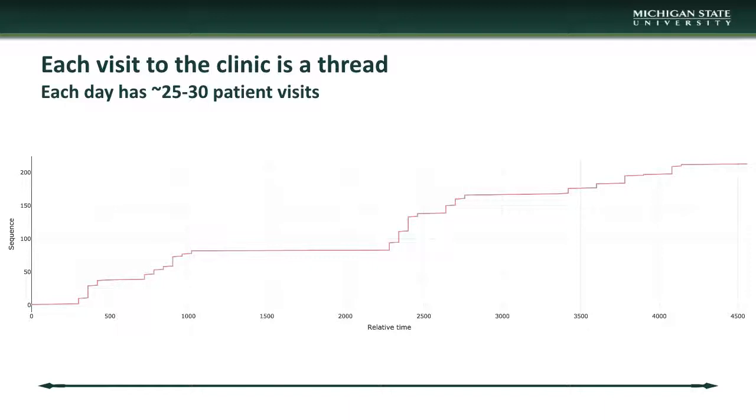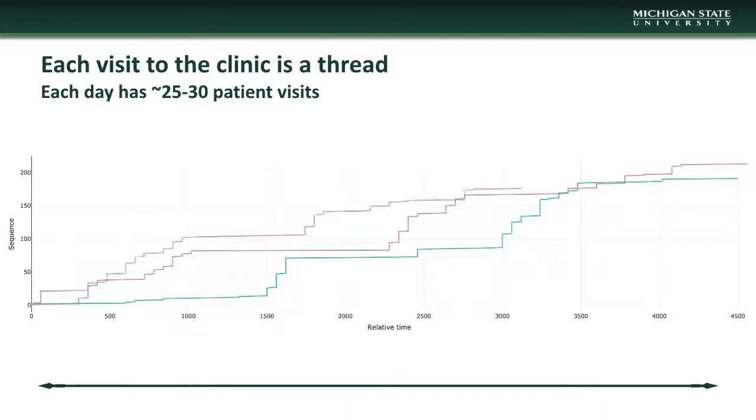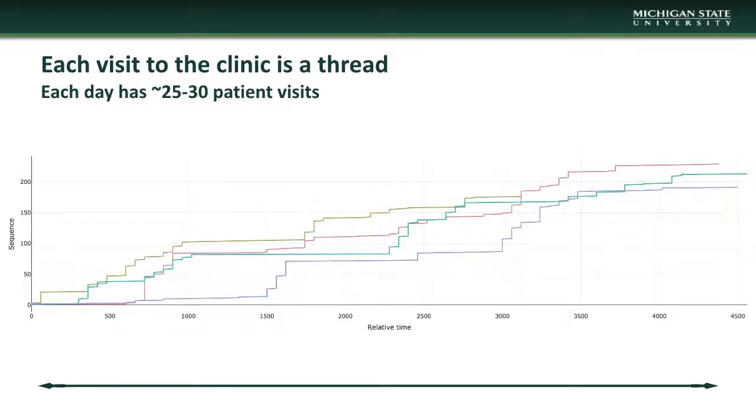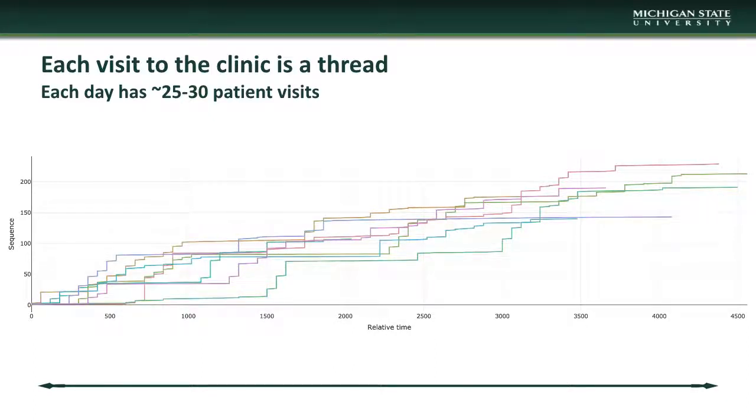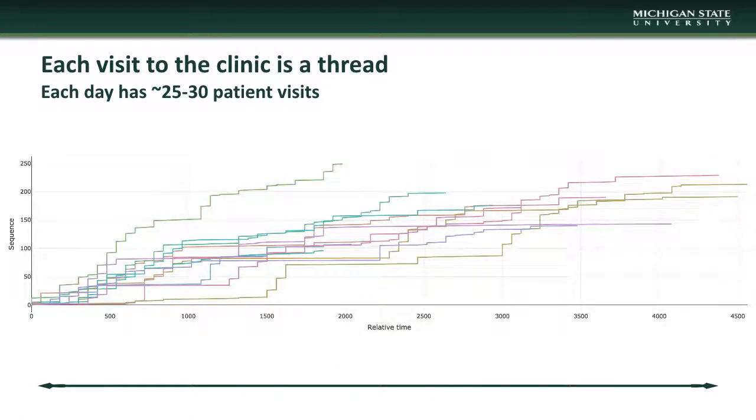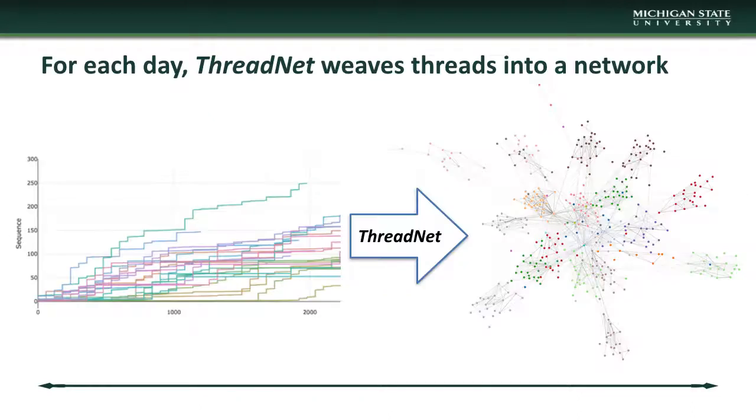So in a typical day, a dermatology clinic would have 25 or 30 of these visits. The lines that you see appearing here, each trace, each thread, is a visit to the clinic, right? And what we do is we take those threads and we weave them into networks that represent the pattern of action for the clinic for one day. With me so far? Good.